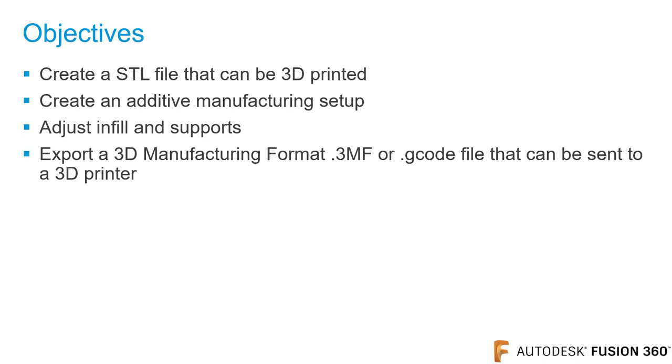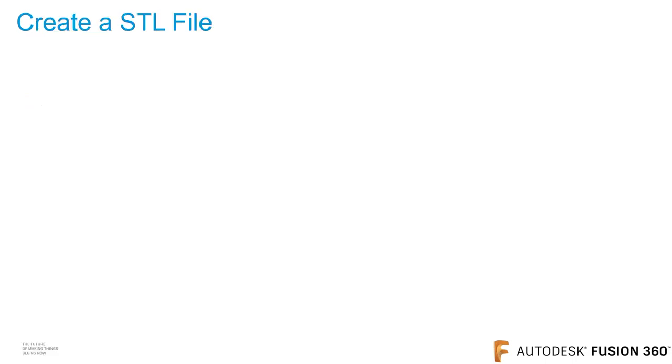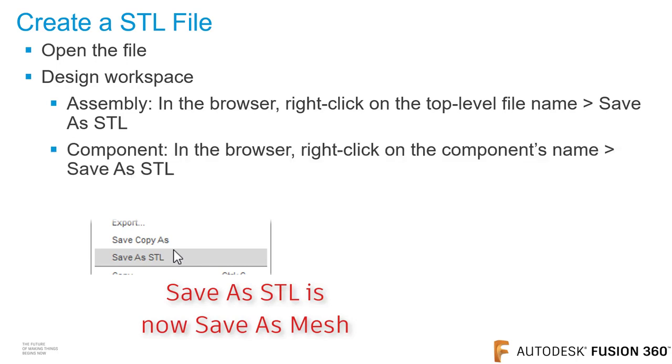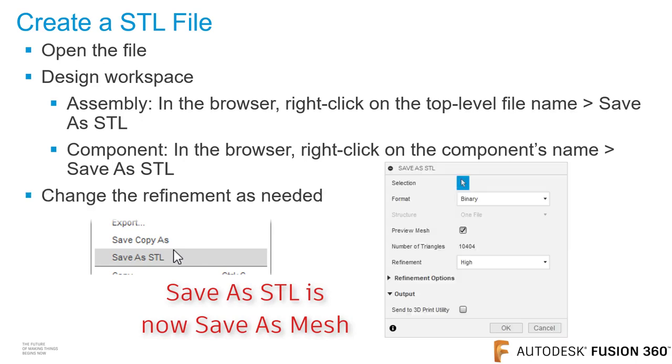I want to start by introducing two methods that you can use to create a file that can be sent to a 3D printer. When sending a file to a 3D printer, you can simply create an STL file. To do so, open the file. If you want to create an STL file for the entire assembly, in the browser, right-click on the top-level file name and click Save as STL. If you want to create an STL file of a component, in the browser, right-click on the component's name and click Save as STL. In the dialog box, you can change the refinement. The refinement is the number of triangles that are going to be applied to the model.